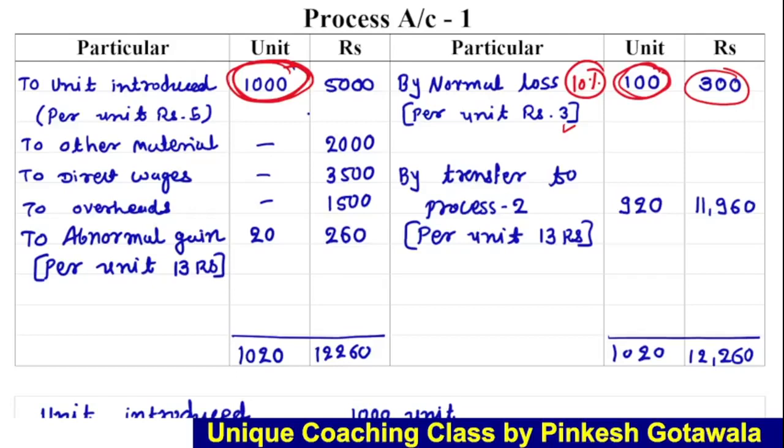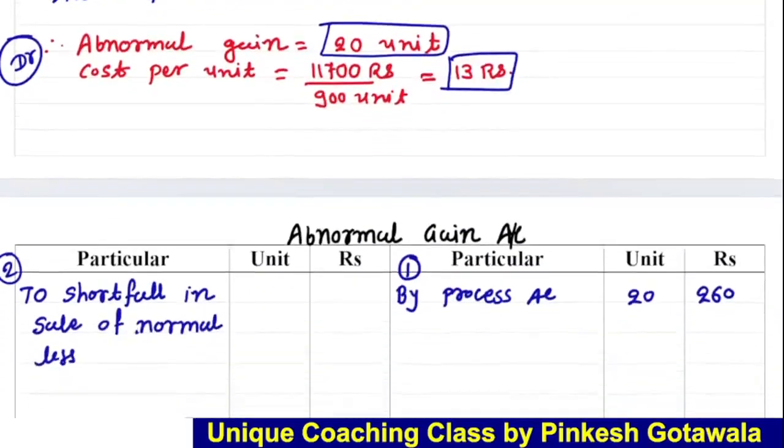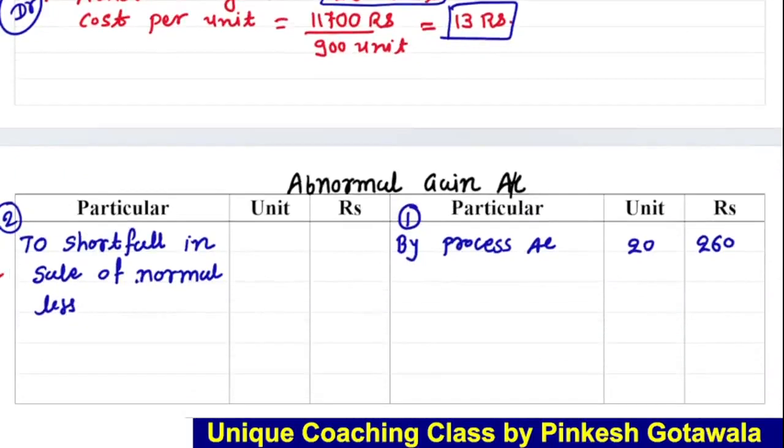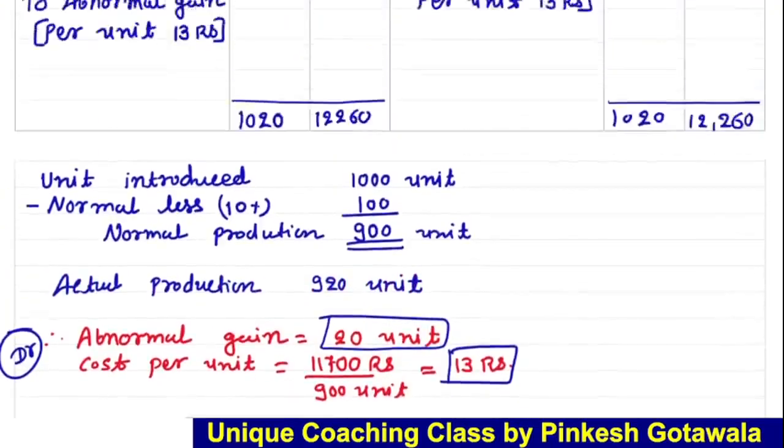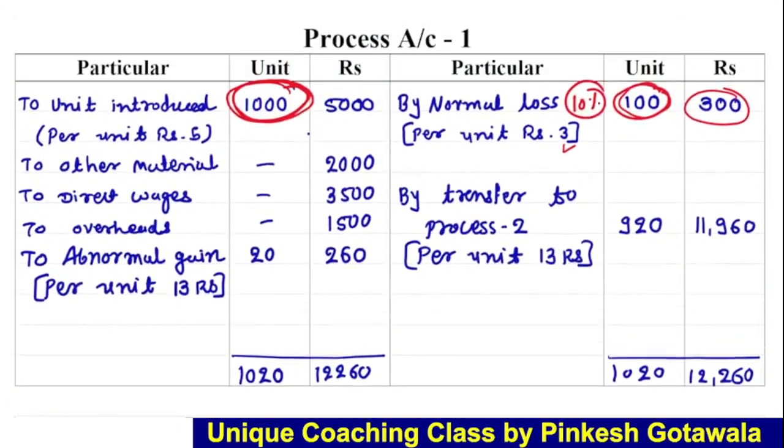But think practically. Now I will explain this entry, to shortfall in sale of normal loss. First of all let's understand why it comes on the debit side. Shortfall in sale of normal loss means there is a shortfall in normal loss; the sale of normal loss has become less. Normal loss sale will be decreased. Why? So come to this point, you will get the idea.